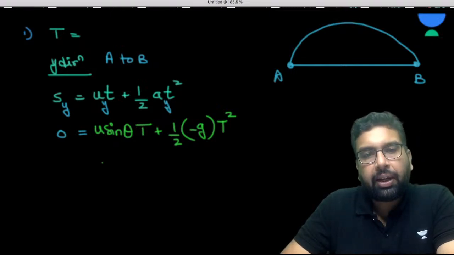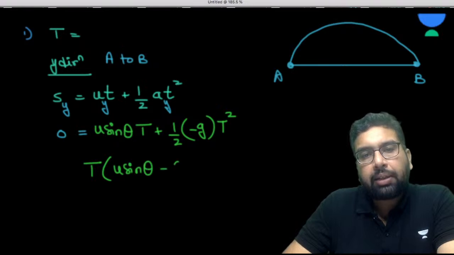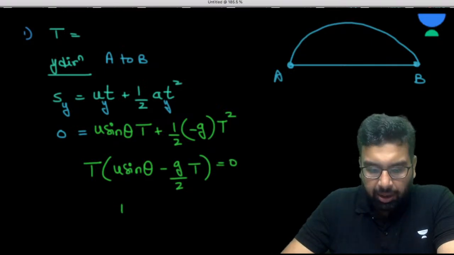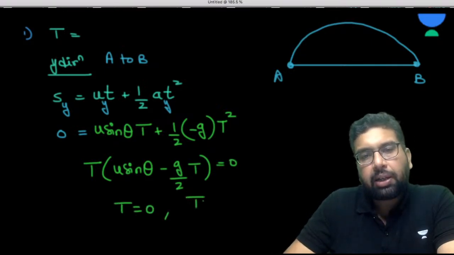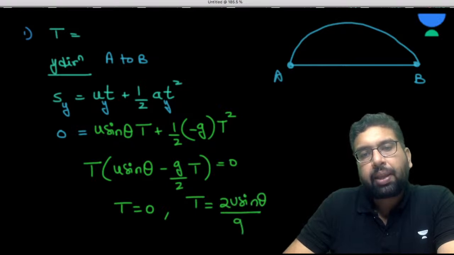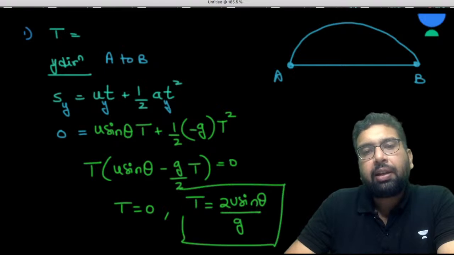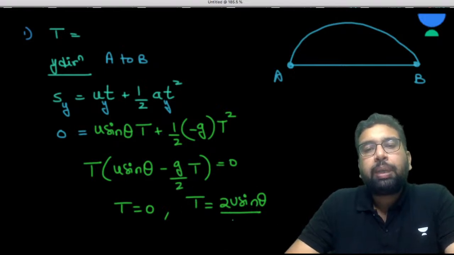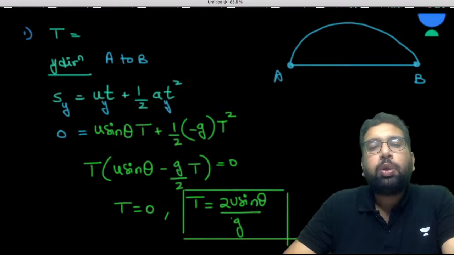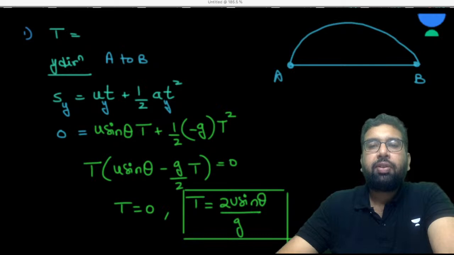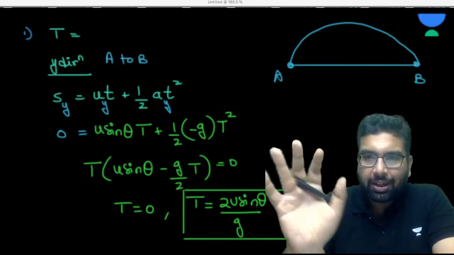Now from here, can I write T? See, I have taken T as common. It will become U sine theta minus g by 2 of T is equal to 0. So T will become 0, and T will become 2u sine theta upon g. So this is your time of flight. We are getting 0 also. So basically 0 is when the motion started and 2u sine theta by g is the time when it reaches the B point. Do you agree to it or not?